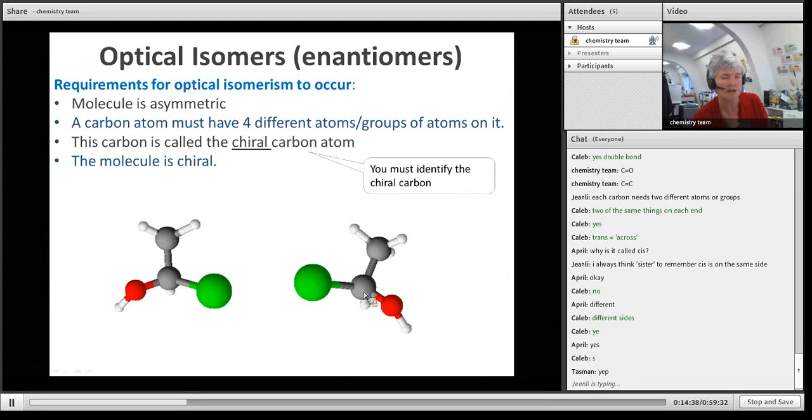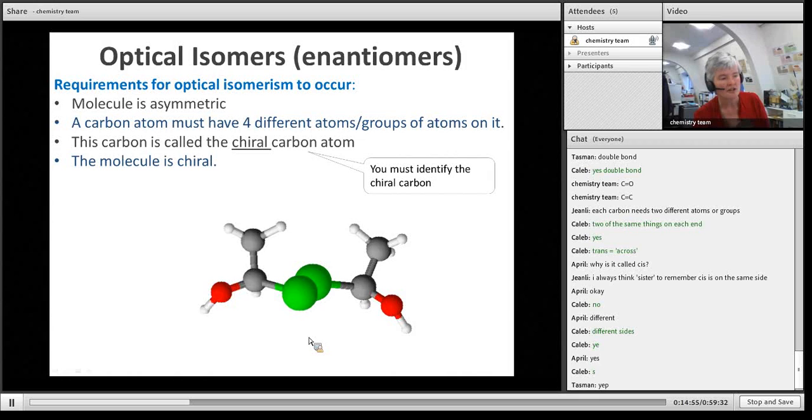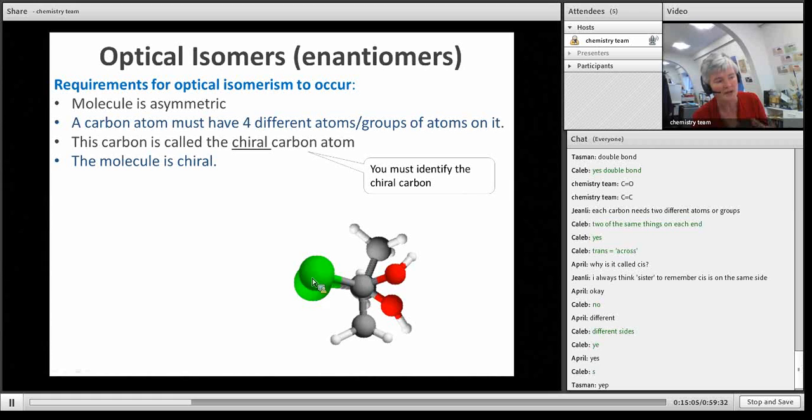Chiral can apply in a number of places. The molecule can be chiral. The chiral carbon can be chiral. So that's not a chiral carbon, but this molecule is chiral, and this carbon is chiral. And you can see no matter how we try and spin it around, those two cannot superimpose. We've got more or less the bromines matched up and the OHs matched up, but we haven't got the methyls matched up.